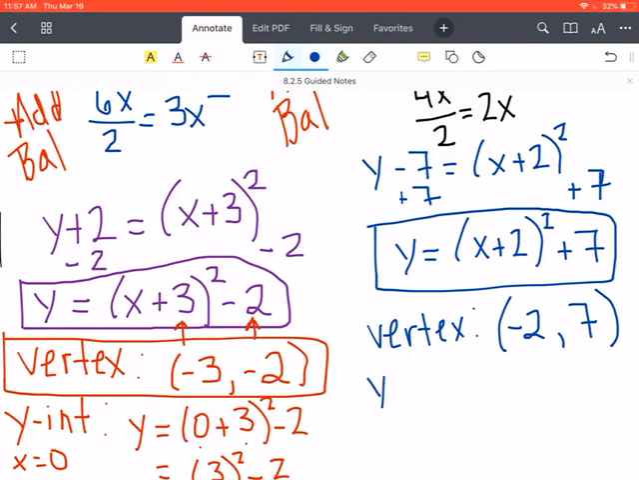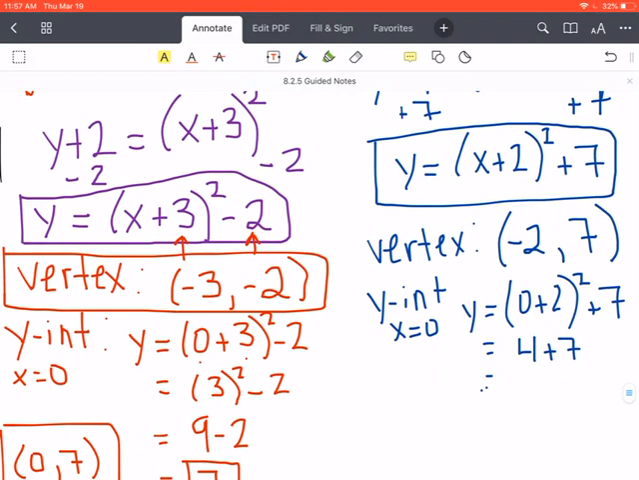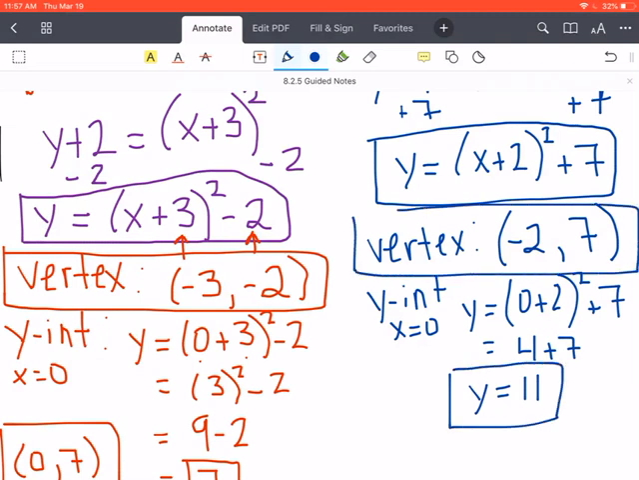And finally, for that y-intercept, again, y-intercept, x has to equal 0. So we're going to set up our equation, y equals 0 plus 2, squared, plus 7. My 2's are hard to make on here. So we have 2 squared is 4 plus 7. Let me scroll down. We get that y equals 11. So this is our y-intercept, and again, we have our vertex.